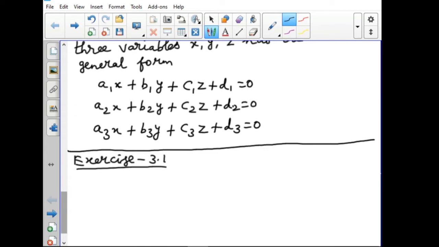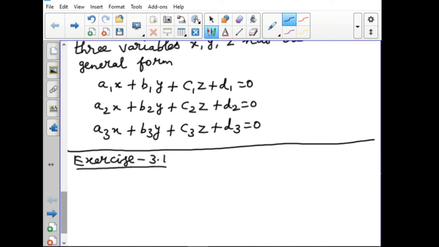Exercise 3.1, given here. Solve the following system of linear equations in three variables. Already we saw about that in 9th standard. Here we are going to solve in three variables.